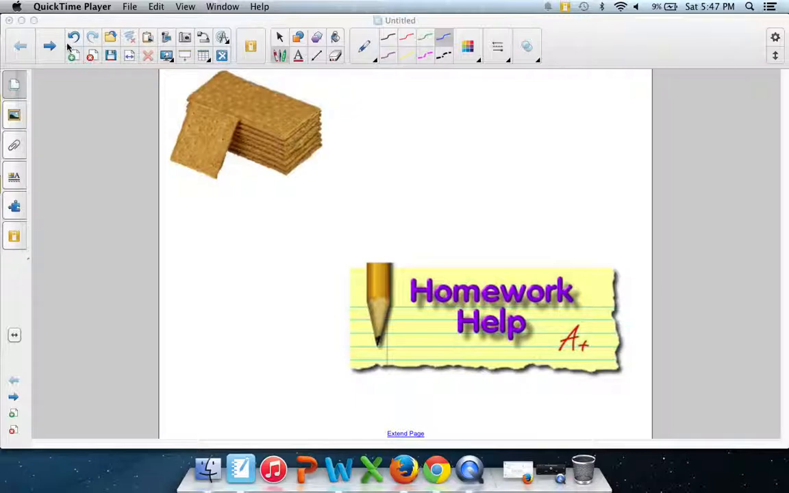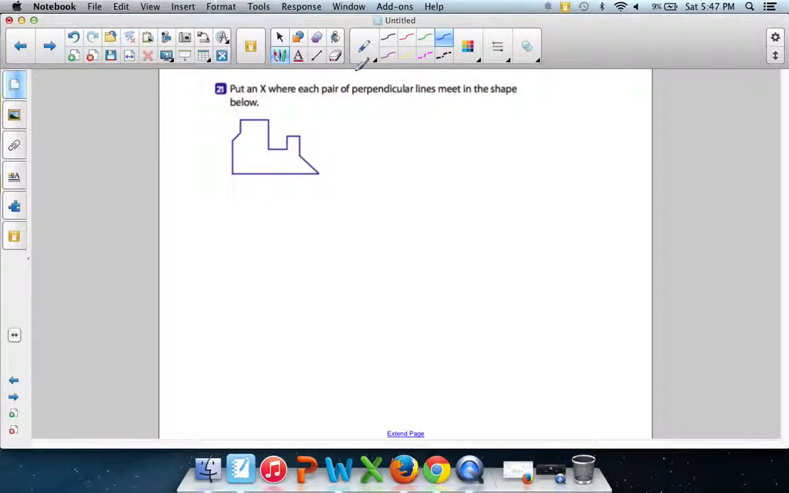Let's get started. You should be on page 300 and 301. Let's do it. Put an X where each pair of perpendicular lines meet in the shape below. Perpendicular lines meet to create right angles. So if we look for all the right angles, we will have an answer to this question.